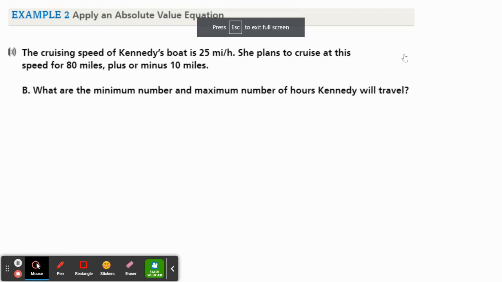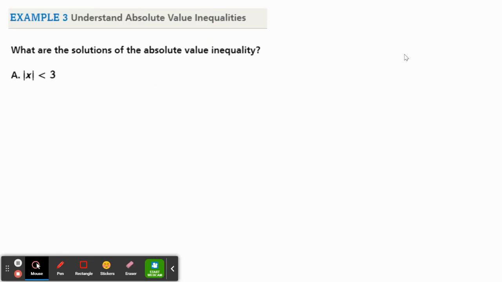All right, video 2 here, talking about absolute value. Now we're going to do inequalities. Okay, so example 3, understand absolute value inequalities. What are the solutions of the absolute value inequality?